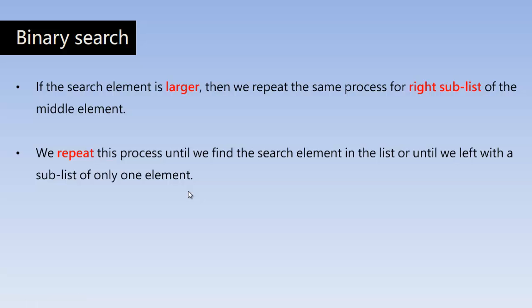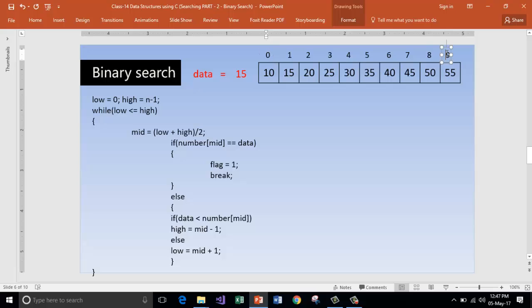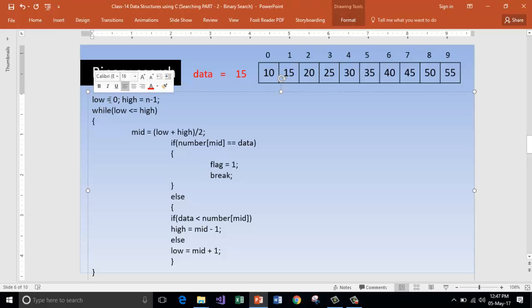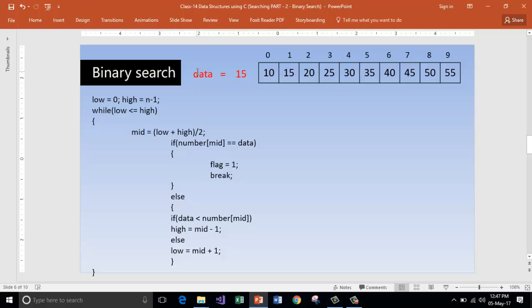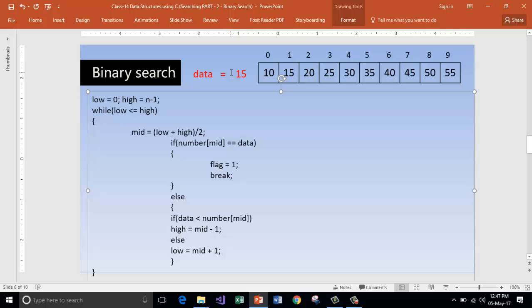So we'll do this practically. Here is the code for binary search, and this is the list that has been given to us, which has 10 elements, from the 0th index to the 9th index. So high and low are the two variables. Low indicates the first index and high indicates the last index, right? And the data to be searched is 15. We're going to search for the position of the number 15 in the list, right?